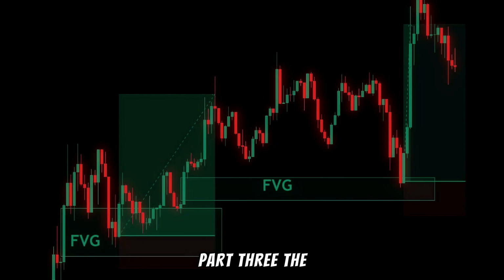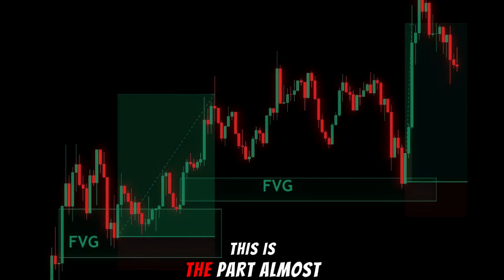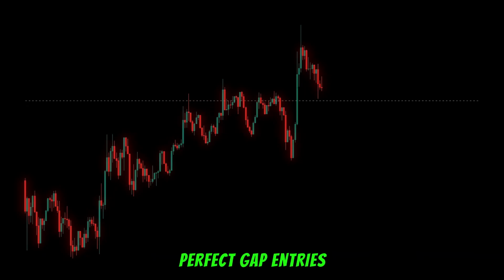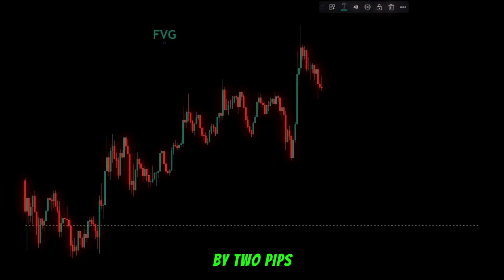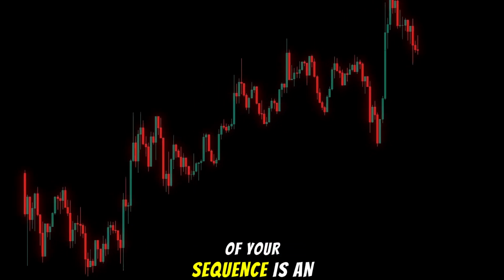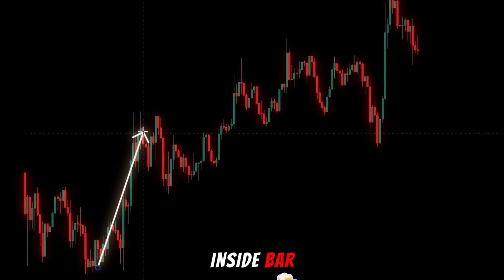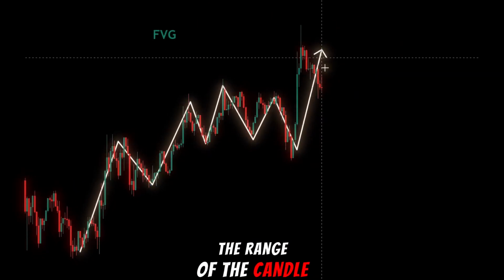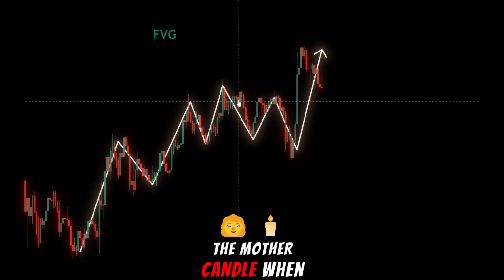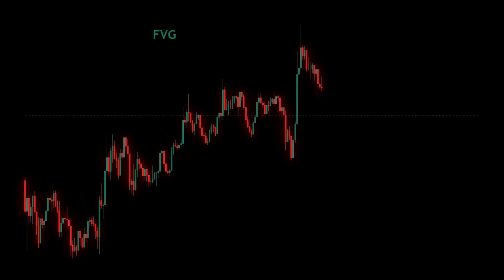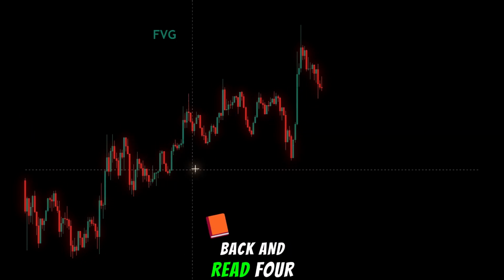Part 3. The inside bar trap. This is the part almost nobody teaches, and it's the reason a lot of perfect gap entries get taken out by 2 pips. Sometimes, the first candle of your sequence is an inside bar, a small candle that lives entirely inside the range of the candle before it, the mother candle. When that happens, 3 candles is not enough. You have to step back and read 4.